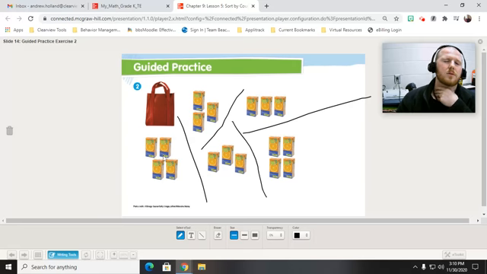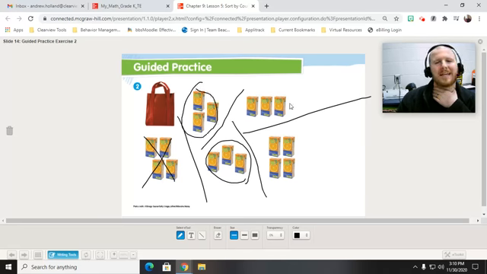Let's see. 1, 2, 3, 4. Let's cross that off like the last one. 1, 2, 3. We'll circle that. 1, 2, 3. Circle that. 1, 2, 3. Circle that. And 1, 2, 3, 4. Cross it off. Is this hard?